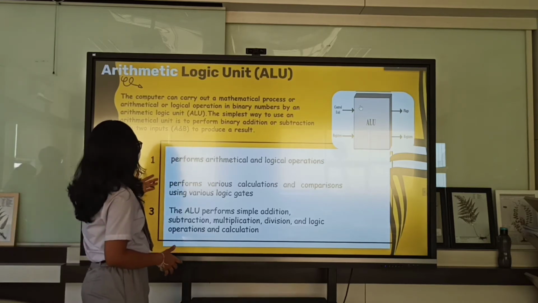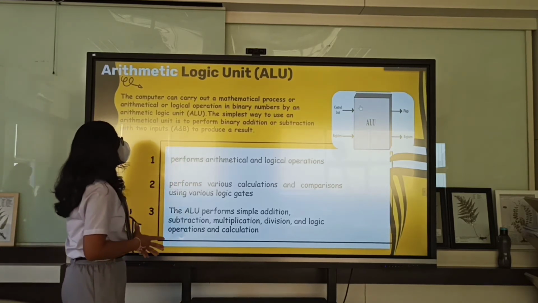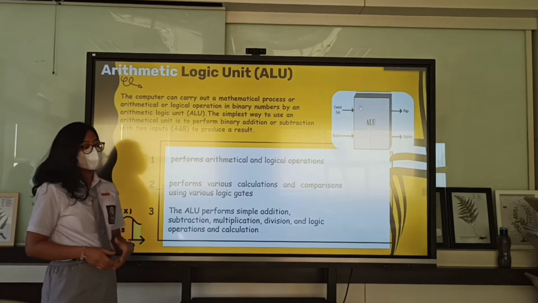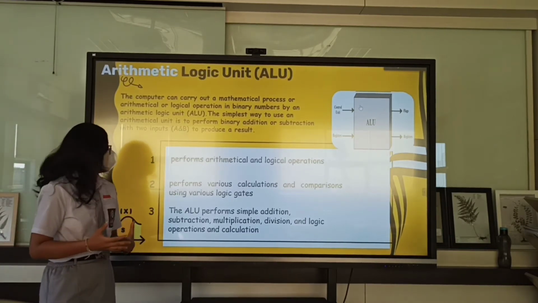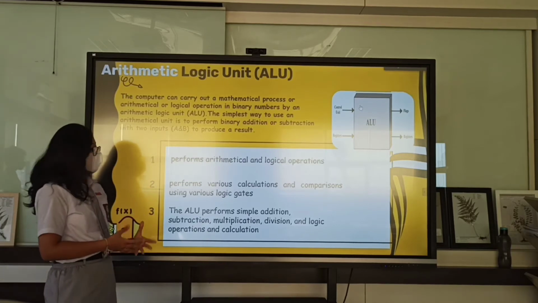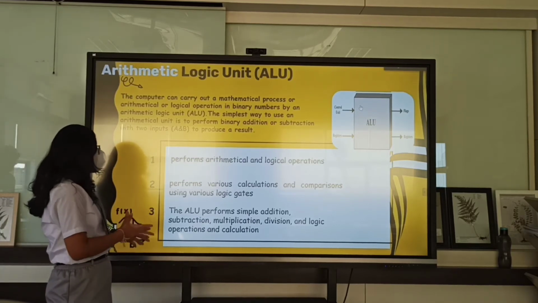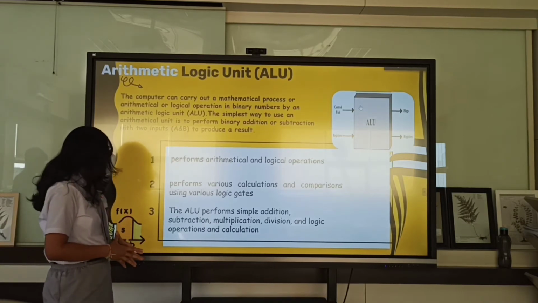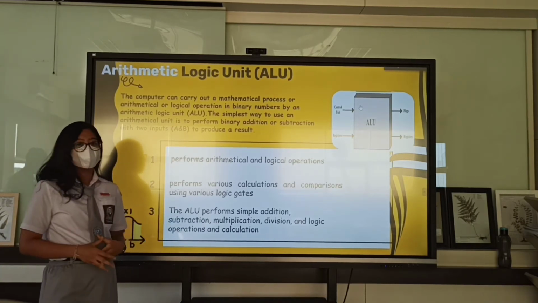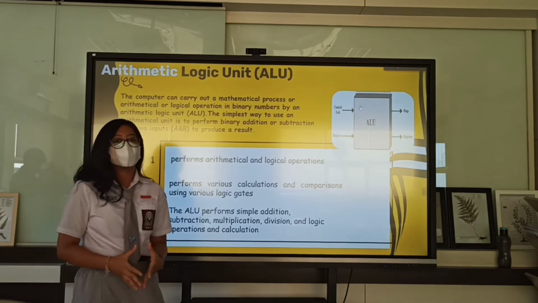These are three functions of ALU. The first one is to perform arithmetical and logical operations. The second one is to perform various calculations and comparisons using various logic gates. And the third one, the ALU performs simple addition, subtraction, multiplication, division, and logic operations and calculations. The next slide will be presented by Fajar.